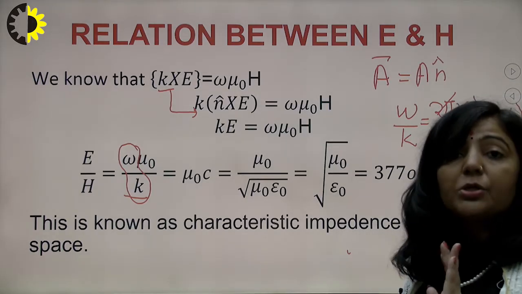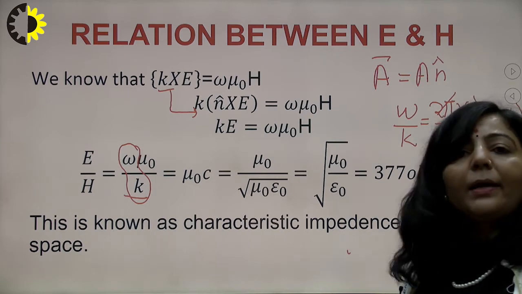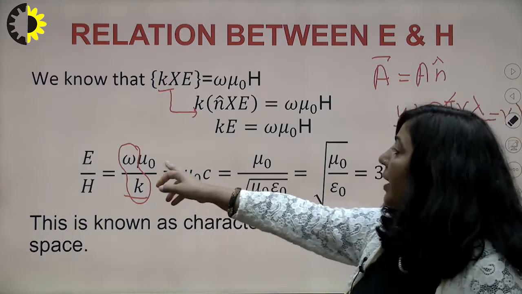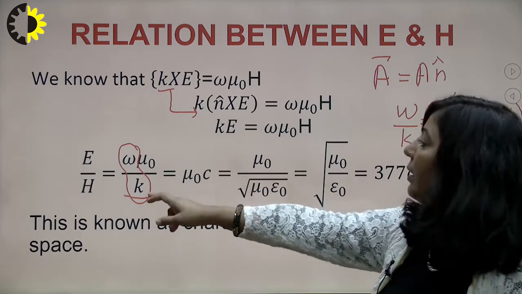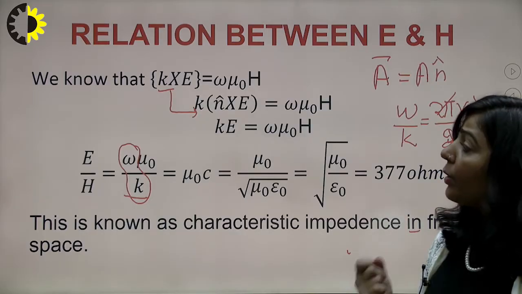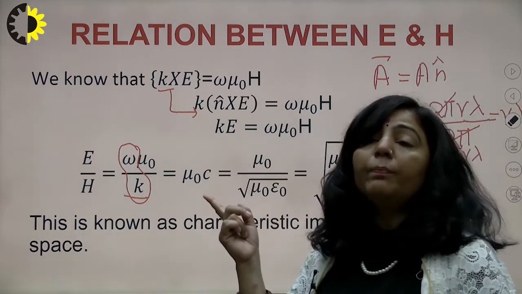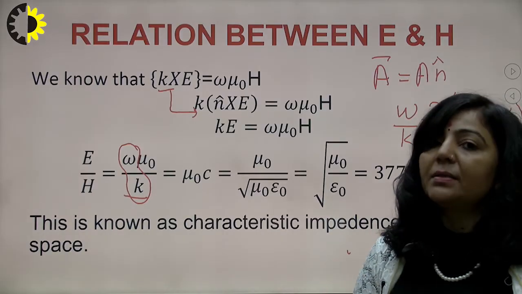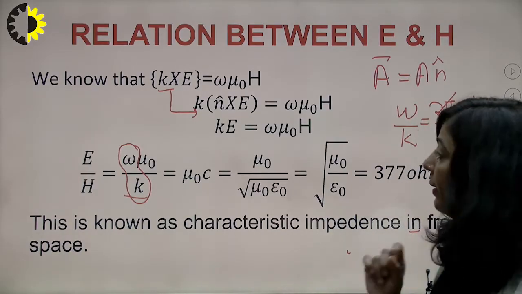This is a relationship between E and H. You can write this relationship in different forms. You can write E by H as mu naught C. You can write E by H as root mu naught upon epsilon naught, or 377. You can also write that E is equal to C into capital B, where capital B is the magnetic flux density. How you can write that, I am going to show in this slide.